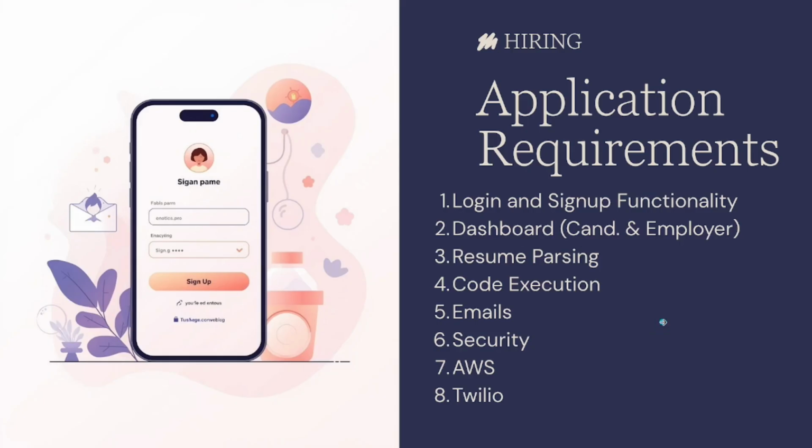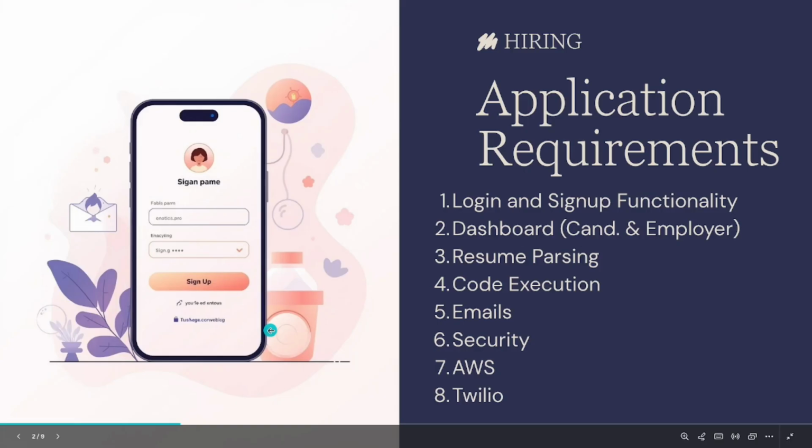Also, we'll be needing resume parsing. We'll expect the candidates to upload their resumes, and we'll parse the important keywords from them. Then there is code execution. This is going to allow us to judge the candidate based on the code they execute. For example, there's going to be a code runner that they can just run the code on. And next is our email dispatchment. We can use Amazon SES or we can use Twilio. That's something we can discuss later.